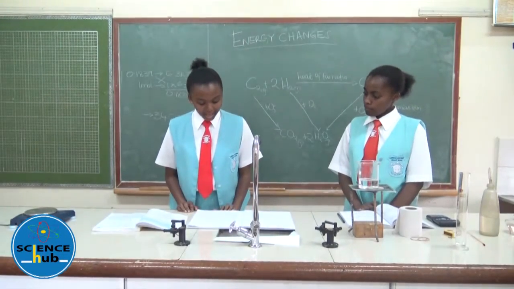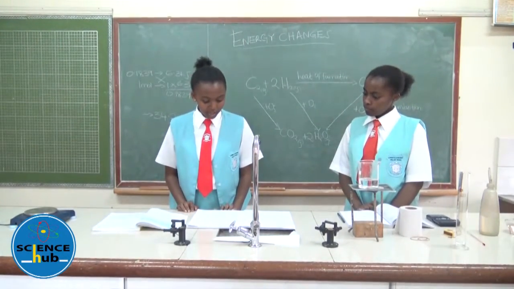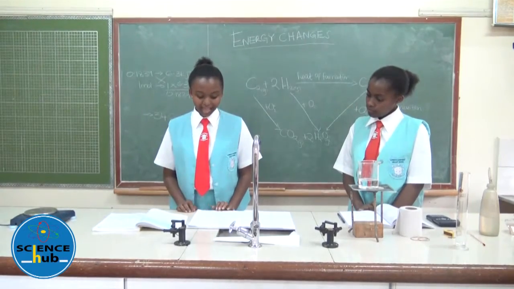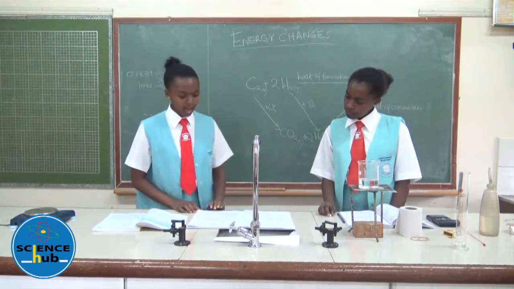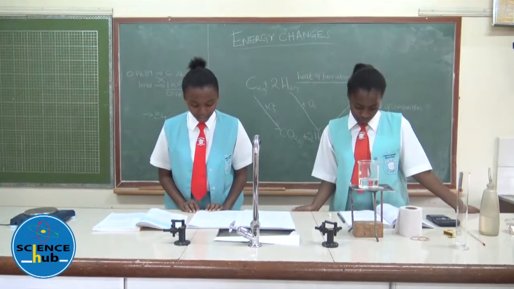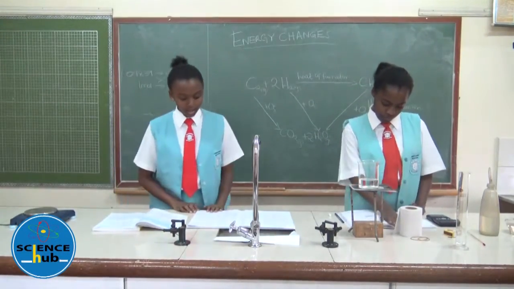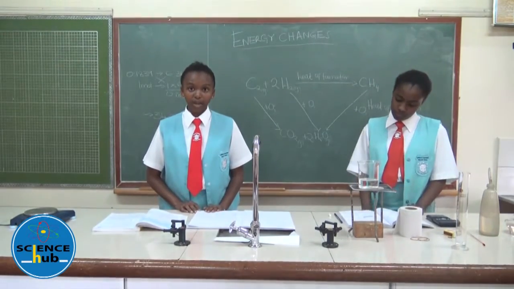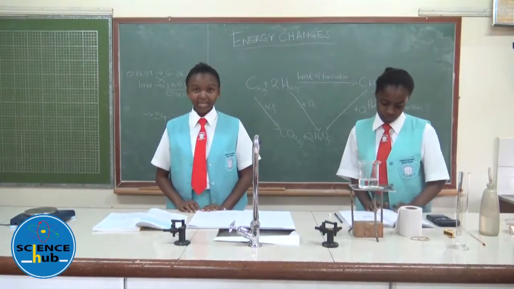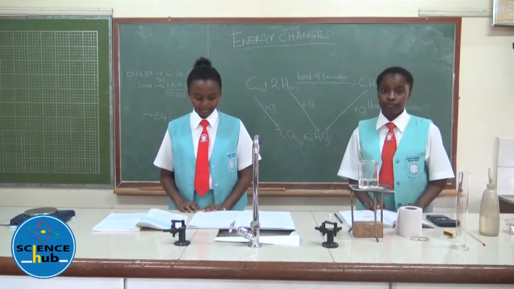So the enthalpy of formation of methane is equal to the enthalpy of combustion of carbon plus enthalpy of combustion of hydrogen times 2, because in the equation there are 2 moles of hydrogen, minus enthalpy of combustion of methane.